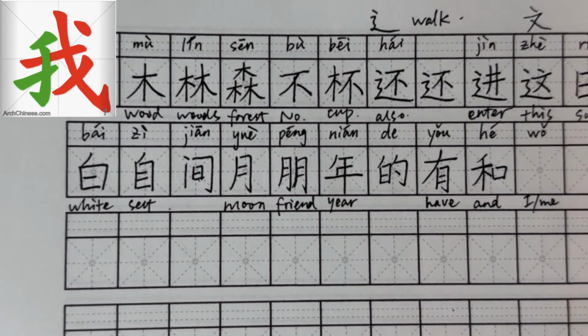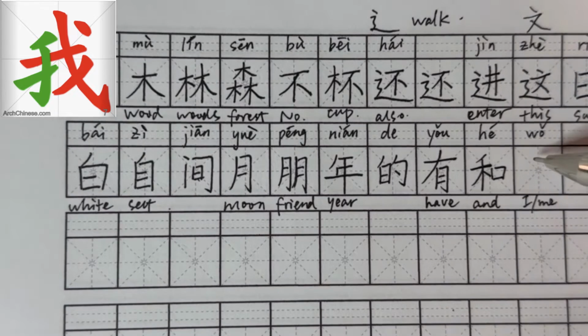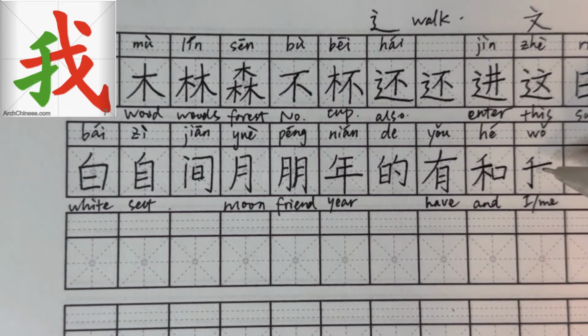Next character 我 means I or me. This character is hard to remember for beginners, the form as well as its stroke order. The structure is not clear. It looks like all the strokes are stacked together. Okay, so please follow me. First stroke, 撇. And then 横, 竖钩, 提. Okay, a lift from left to right, 提.